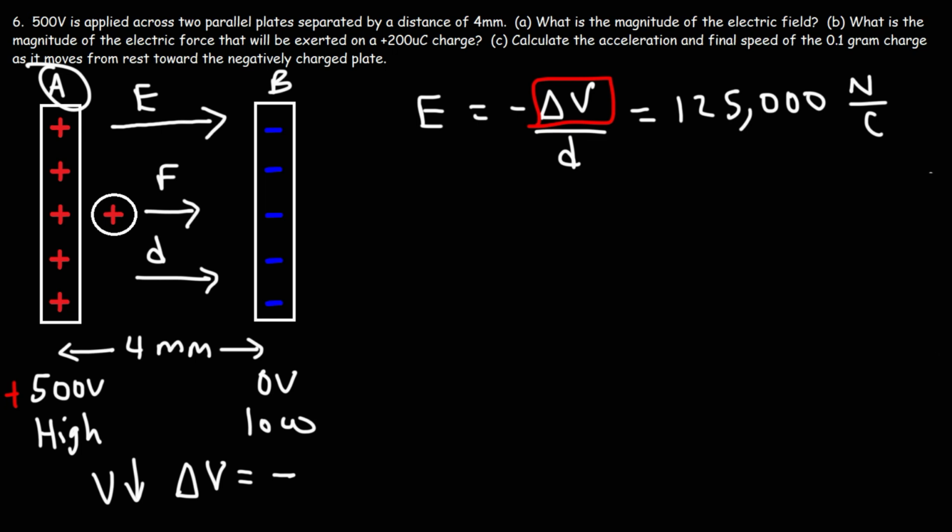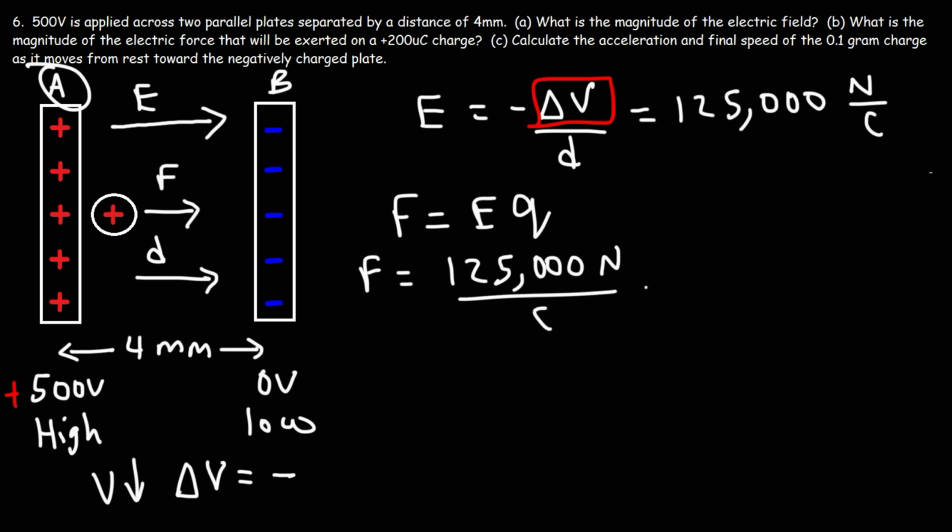For part B, what is the magnitude of the electric force that will be exerted on a positive 200 microcoulomb charge? The electric force is equal to the electric field times the charge. So we have an electric field of 125,000 newtons per coulomb, and we're going to multiply that by a charge of 200 microcoulombs, or 200 times 10 to the negative 6 coulombs. So we can see here that the unit coulombs will cancel, and we're going to get the force in newtons.